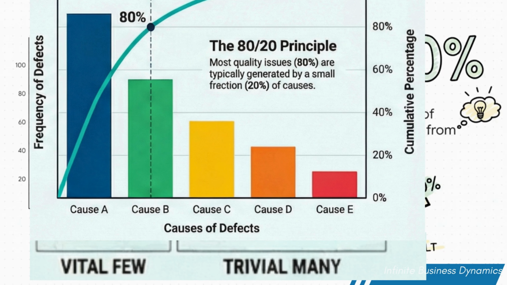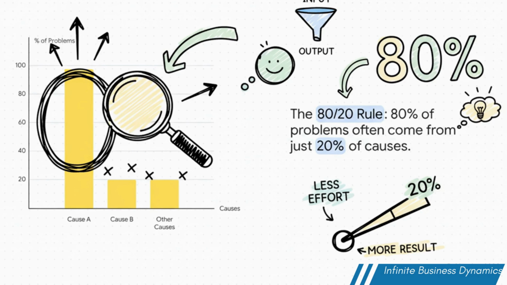And boom, this just says it all, doesn't it? Look at those 2 tall bars on the left. That's it. That's your 20%. They're causing most of the headache. So instead of trying to fix 10 different things, you focus all your energy right there. It is the absolute definition of working smarter, not harder.